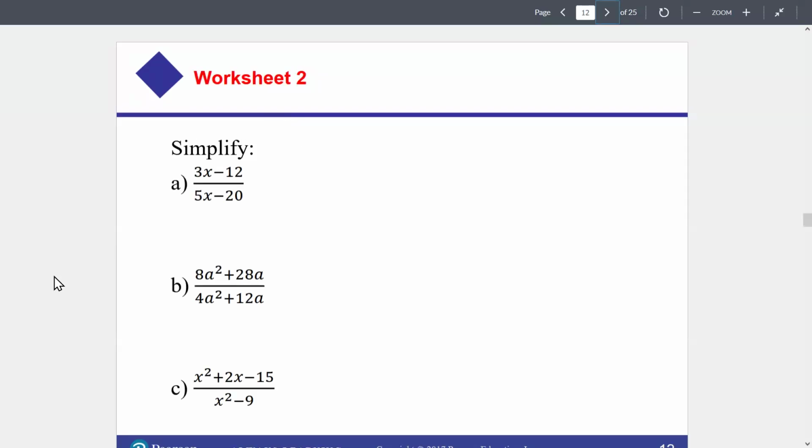So for your worksheet, take a moment and factor these and look for common factors that you can eliminate. Once we eliminate them, then we are simplified. So we're trying to get rid of common factors. I'll give you a moment to try this on your own.